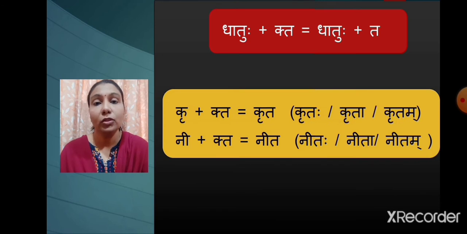For example, kru dhatu. Kru means to do. When we add ta to kru dhatu, we get the form kruta. And it is declined like Ram, Lata and Phal, and we get the forms krutah, kruta and krutam. The next example is of the dhatuhu ni. Ni means to take. When we add ta to ni, we get the form neeta, and it is declined like Ram, Lata and Phal, and we get the forms neetah, neeta and neetam. I hope you have understood it.